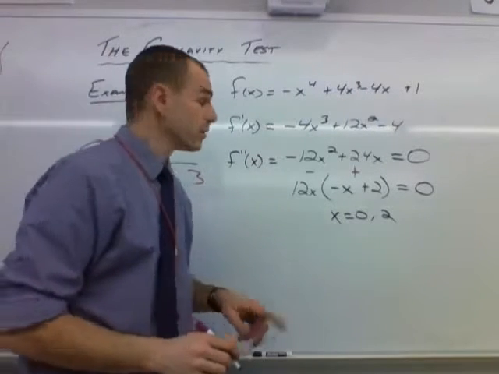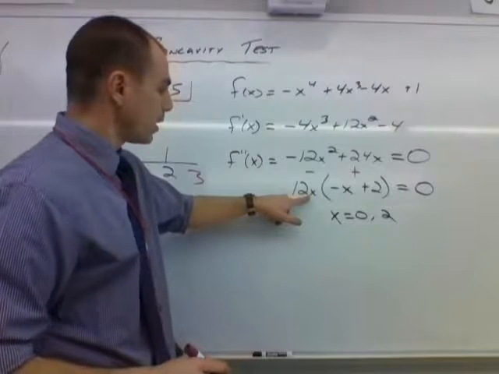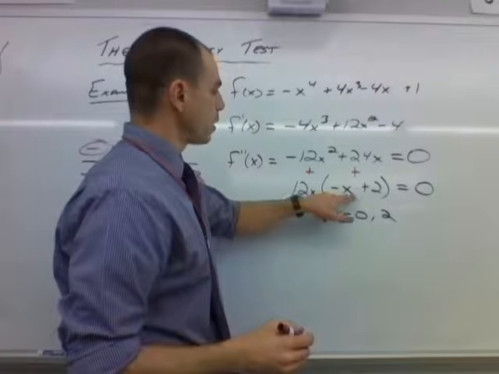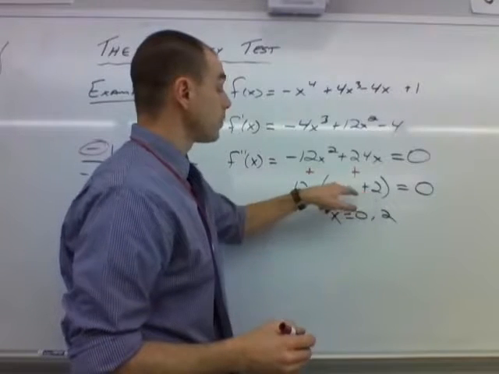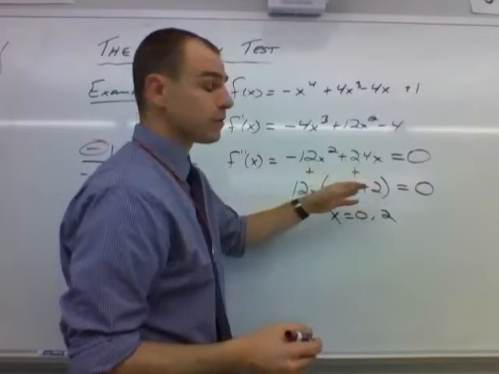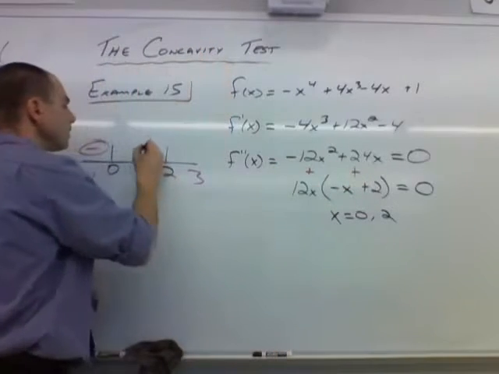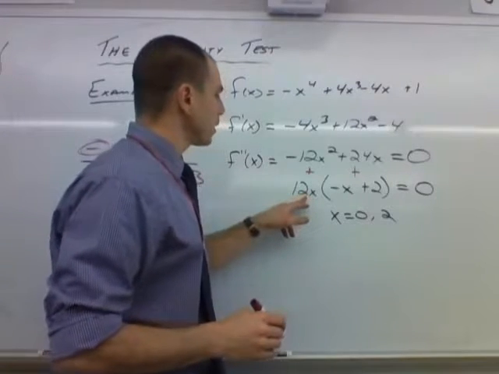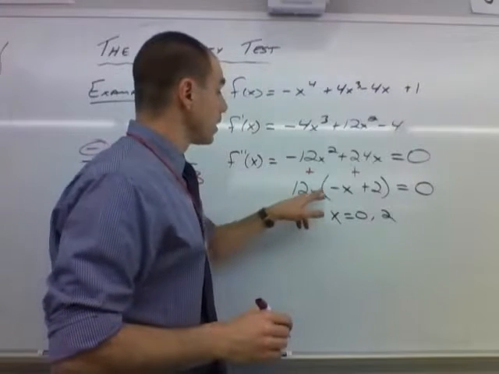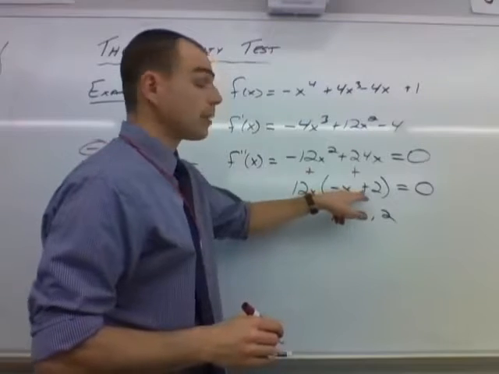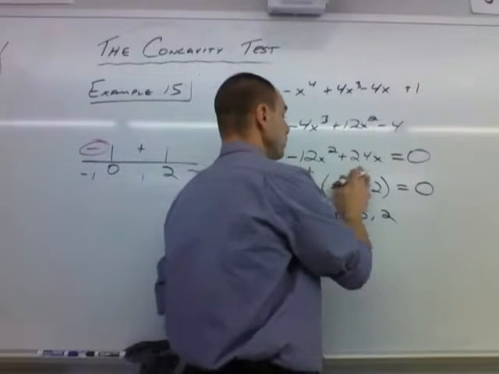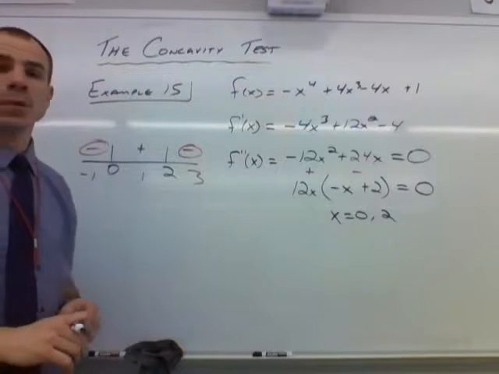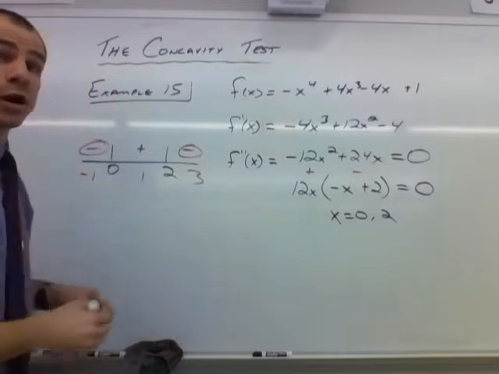Now let's plug in 1. Well, 12 times 1, that's positive, and the opposite of 1 plus 2, that's also positive, so a positive times a positive gives us a positive. And then when we plug in 3, 12 times 3 is positive. Negative 3 plus 2, that's a negative value. And a positive times a negative is a negative. Okay. So we have the information to draw our conclusion.